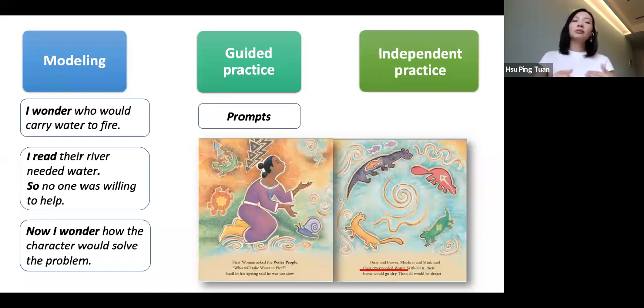After several practices, I think students are ready to do the independent practice. Then I will have them start to read silently by themselves. At the same time, I will ask them to practice the reading strategy, asking questions, and they need to follow the three steps. And at the end, I will have some volunteers share with us how they used this reading strategy, and they need to use a sentence frame to talk about their thinking process.